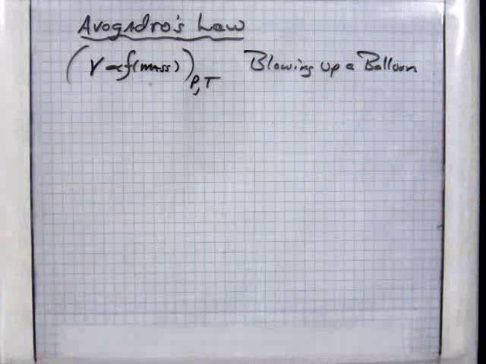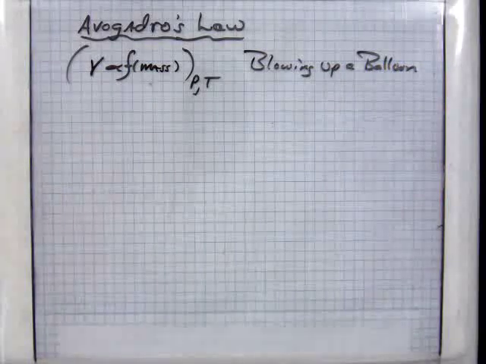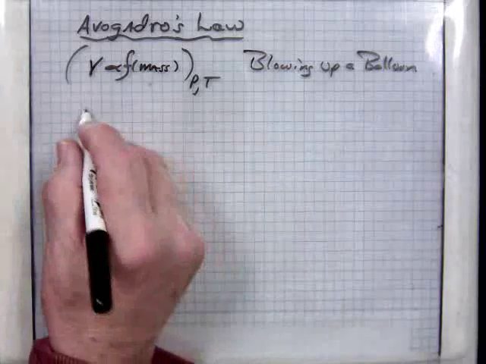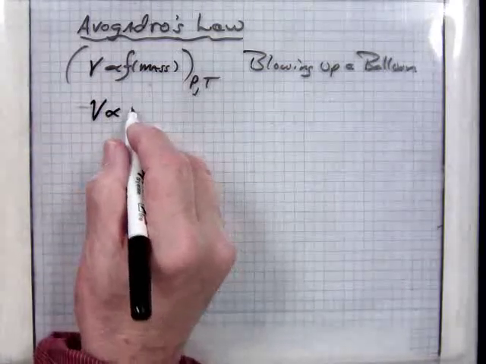Now that's pretty easy to visualize. What do you do when you blow air in? You're increasing the mass, right? So what's the outcome? The balloon gets bigger. So this is a direct relationship. Volume is directly proportional to mass.